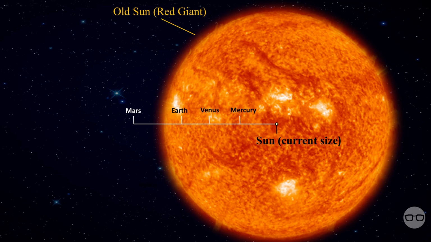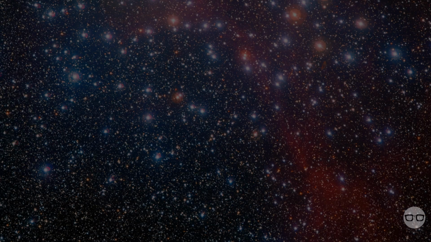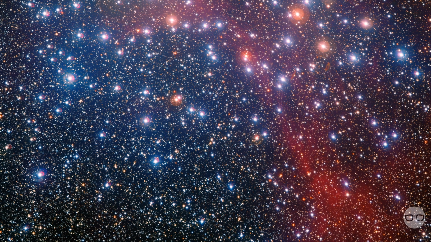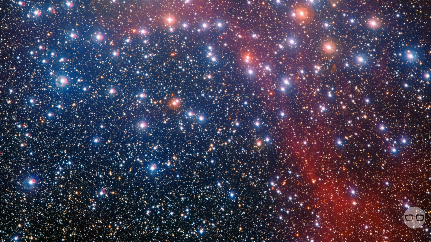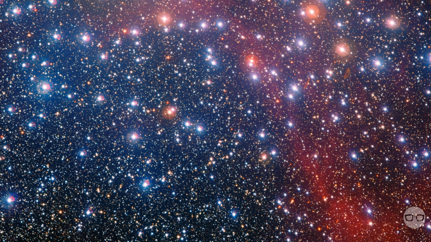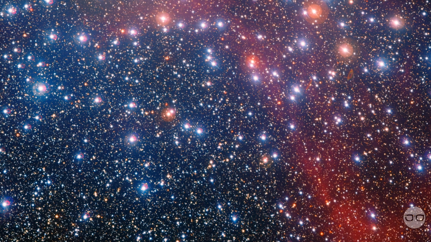Because red giants are so big, they have a much larger surface area to radiate away the energy from all the fusion going on inside them. This makes them cooler overall. Hot stars glow blue or white, cooler stars glow orange or yellow, and the coolest stars are red, which is why these giants give off a red glow.